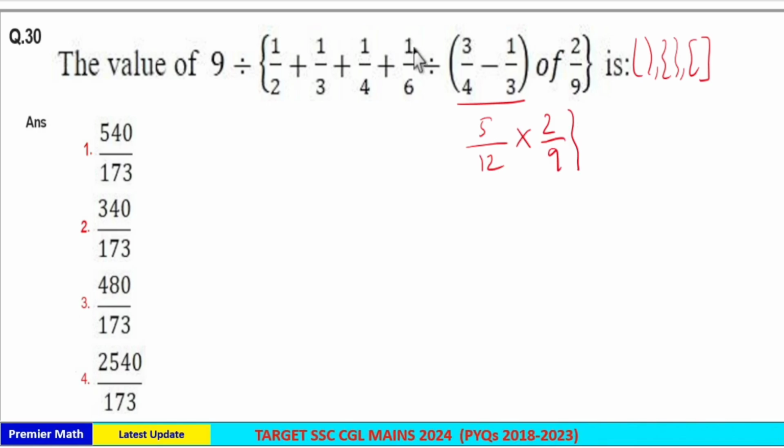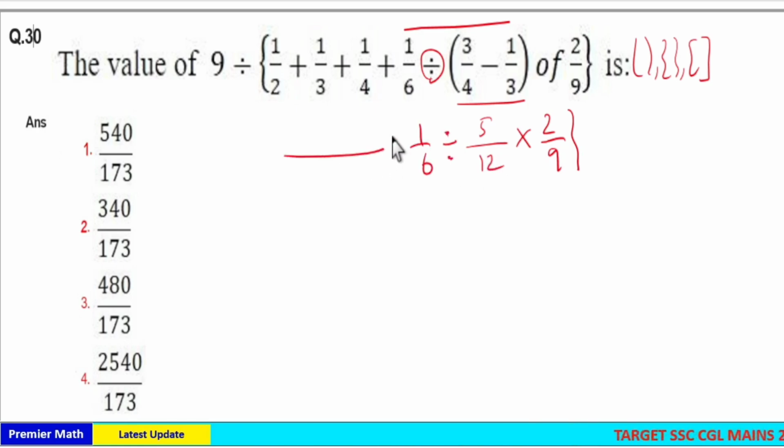Now here second solve this division. That is this one. Here most of the people take the sum of this 4 fractions. That is wrong. Take this 1 by 6 divided by these 2 terms. Now take the sum of these 3 terms. Sum of this 3 fraction.